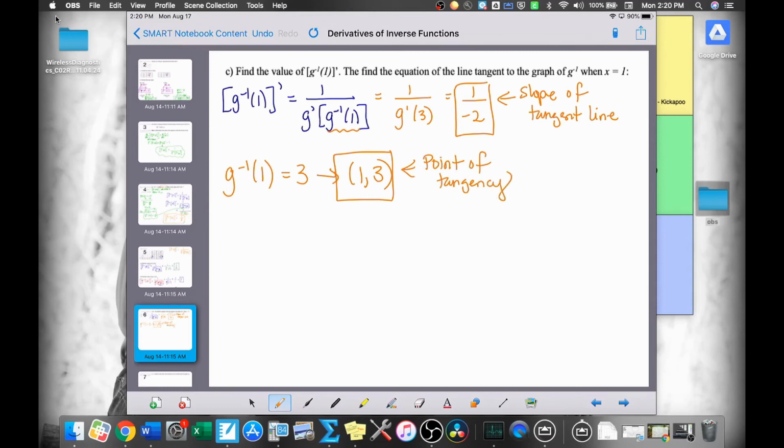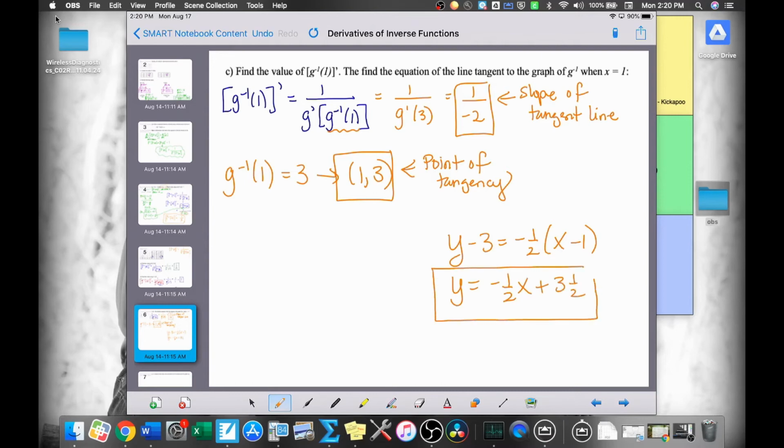So now obviously my last step is just point slope form. So y minus 3 equals negative 1/2 times x minus 1. And when we solve this for y, we get y equals negative 1/2 x. Negative 1/2 of negative 1 is positive 1/2. You add the 3 and you get a y-intercept of 3.5. So there is the equation of the tangent line.